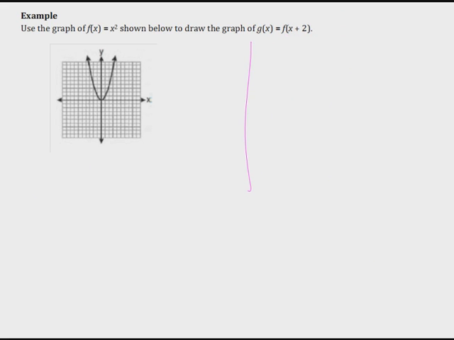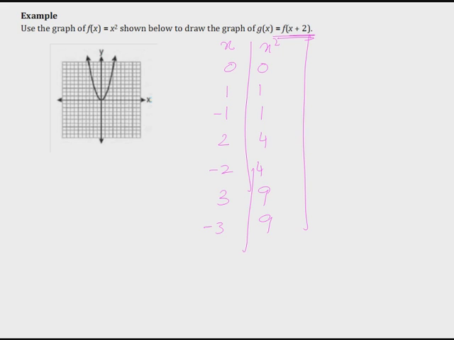Same thing, the same graph x squared. Now the new function is f(x + 2). 2 is being added to each x coordinate and then the function is being calculated. So let's look at our original graph. x squared: 0, 0; 1, 1; minus 1, 1; 2, 4; minus 2, 4; 3, 9; minus 3, 9. This is how the graph of x squared was plotted.